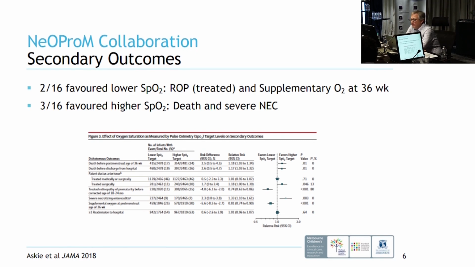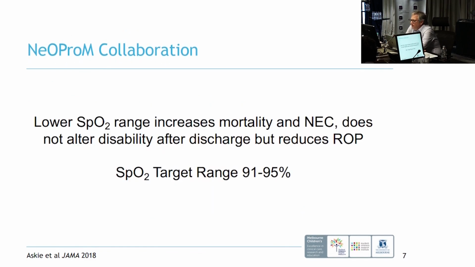So as a clinician, we need to decide which we think is the safest one to do. And I think most of us have said, well, ROP is quite an infrequent event, and it's got a treatment. It's very hard to treat death. So for many of us, I think we have come to the end of this saying that ideally we should be targeting a saturation range probably in the low 90s, 91 to 95.